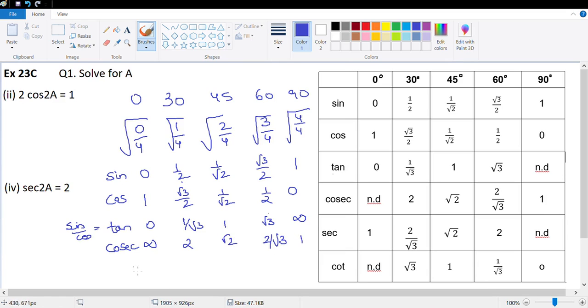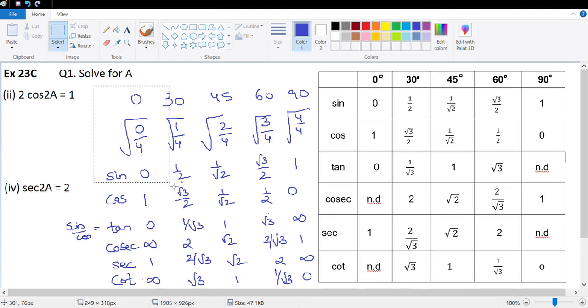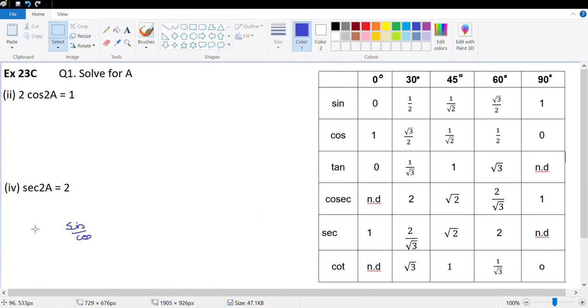Now if you want to move from cosec to sec, you write the value of cosec in the reverse order. So 1, 2 upon root 3, root 2, 2, and not defined. And finally the cot value, you write tan in the reverse order. So that's infinite, root 3, 1, 1 upon root 3, and 0. So this is basically a small trick of writing values of trigonometrical ratios of standard angles.